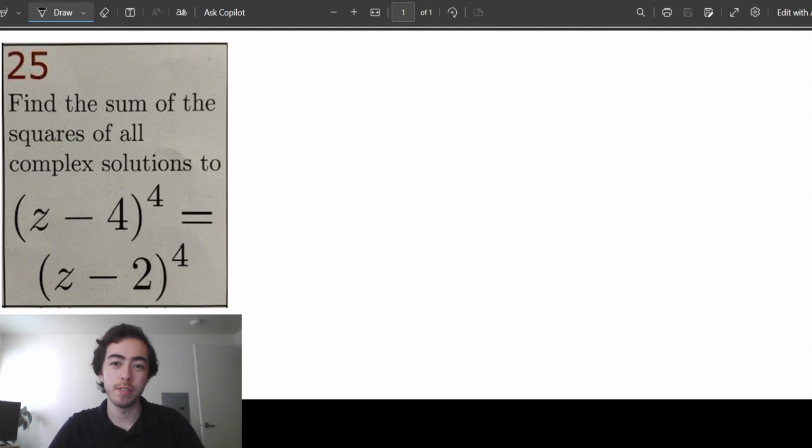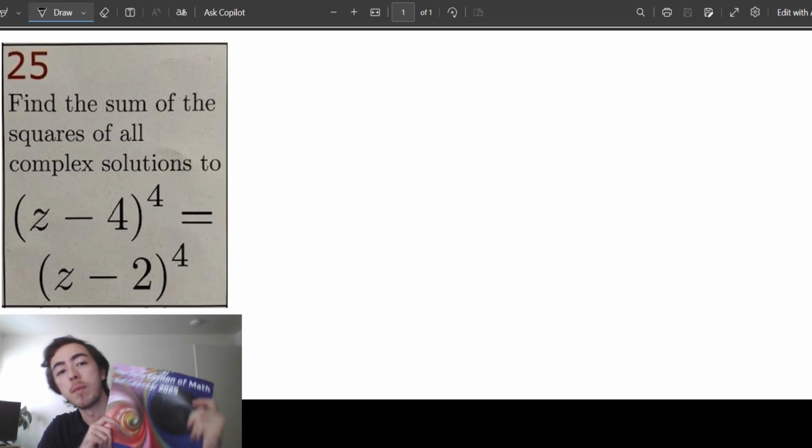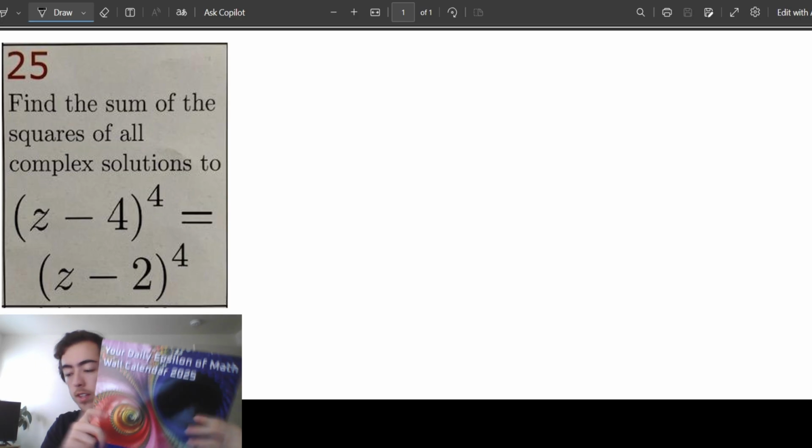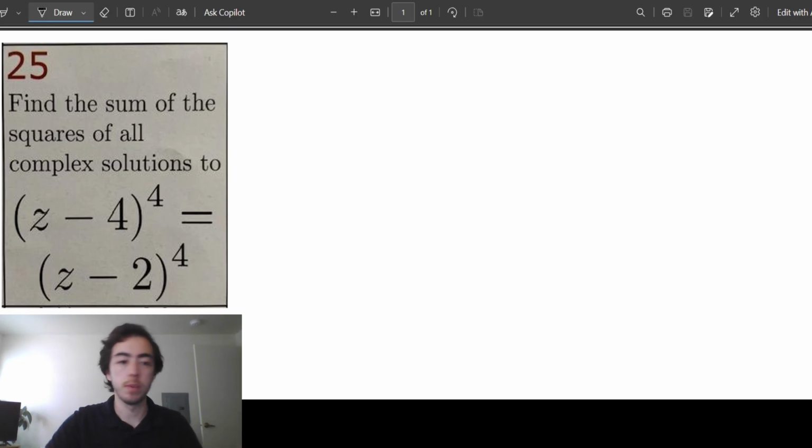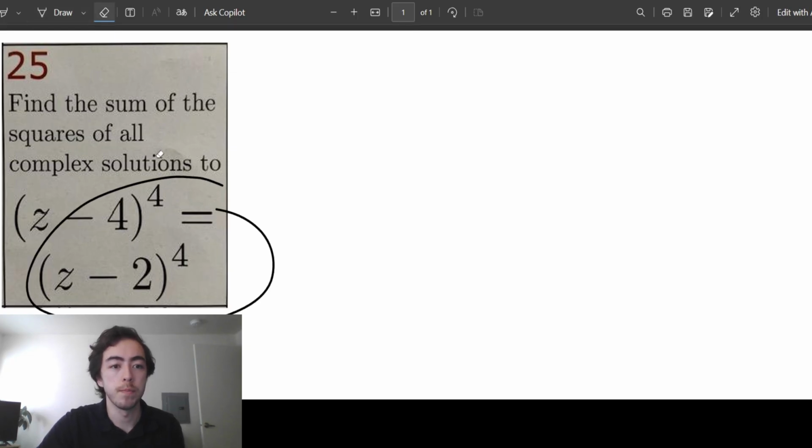Today is September 25th, and we're solving problem 268 from the Daily Epsilon calendar. And the answer today should be 25 because the answer always matches today's date. So we need to find the sum of the squares of all complex solutions to this equation right here.